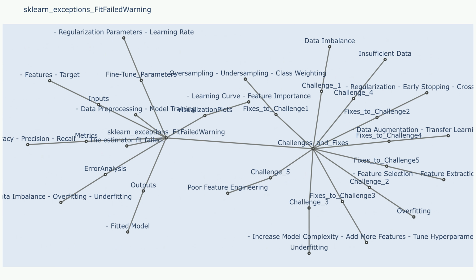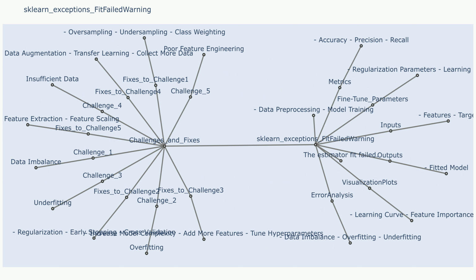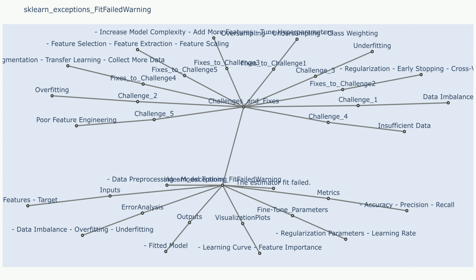Visualization plots. Residual plots: these plots show the difference between the actual target values and the model's predictions. They can reveal patterns in the model's errors and suggest potential issues. Feature importance plots: these plots highlight the relative importance of different features in the model's decision-making process. They can help identify features that are contributing most to the model's performance.